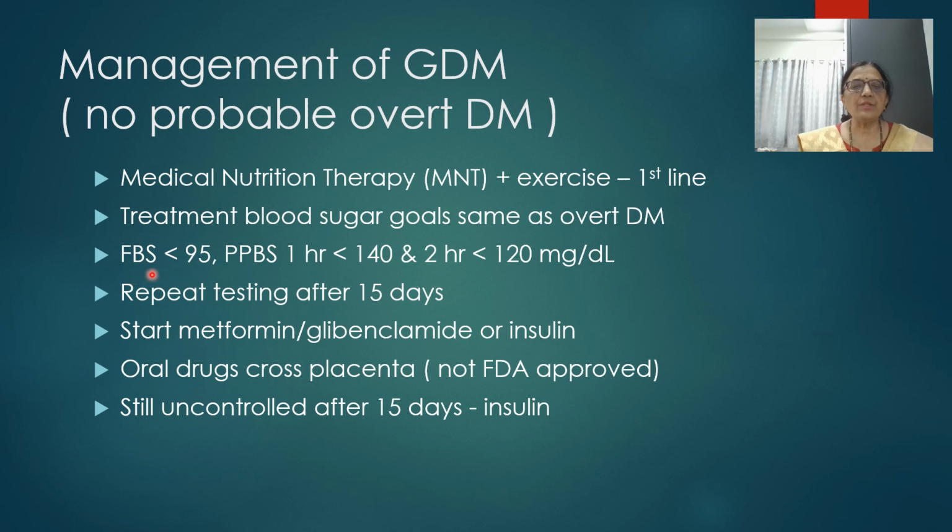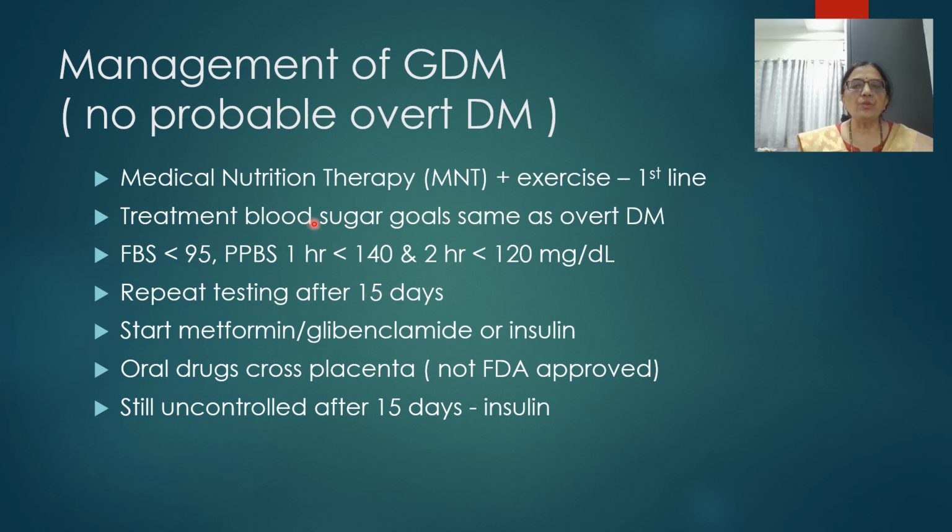What are the goals? Fasting should be less than 95, postprandial 1 hour should be less than 140, and 2 hours should be less than 120 milligram per DL. So you remember these three. For students, it is important to remember these three. Treatment goal is fasting less than 95, postprandial either 1 hour 140 or 2 hour 120 milligram per DL.